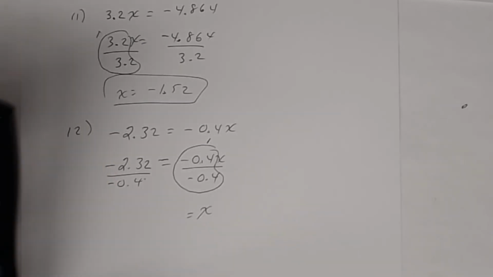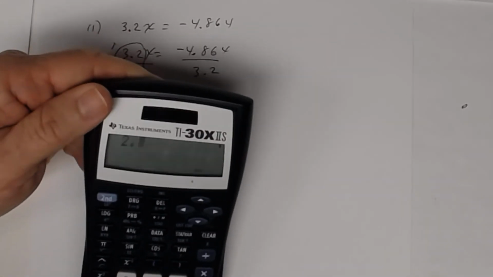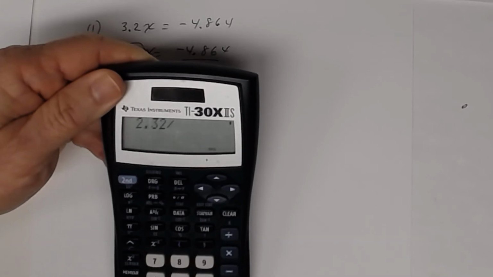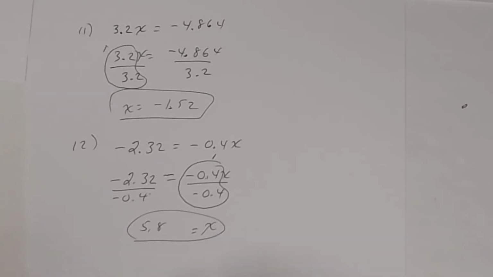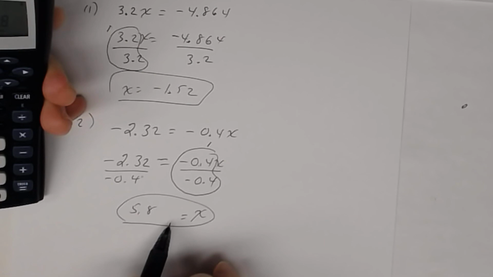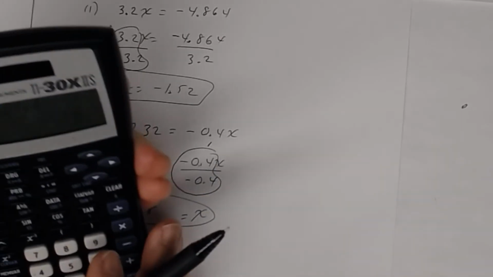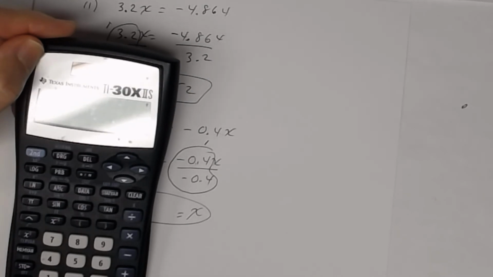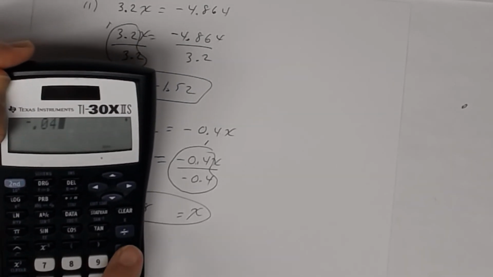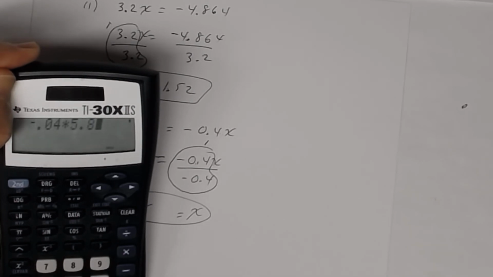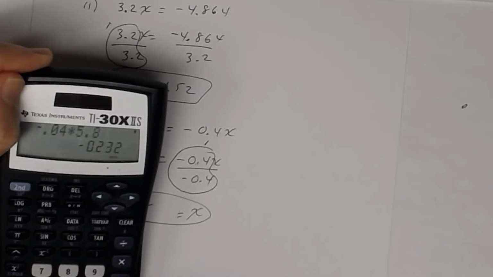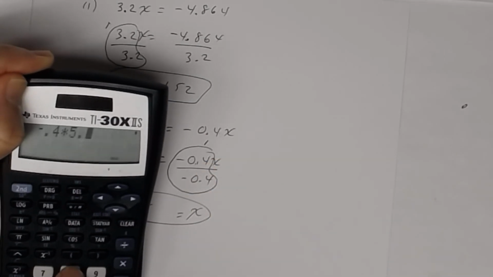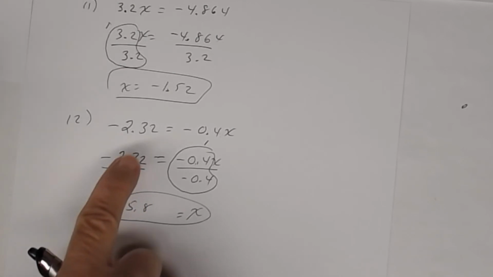First of all, a negative divided by negative is a positive. So 2.32 divided by 0.4 equals 5.8. So it'll be positive 5.8. Okay? And you can check it real quickly on your calculator. So in place of x right here, substitute 5.8. So ask yourself, negative 0.4 times 5.8 equals negative 2.32, which is what we had here.